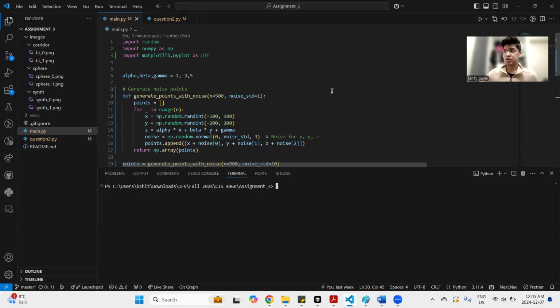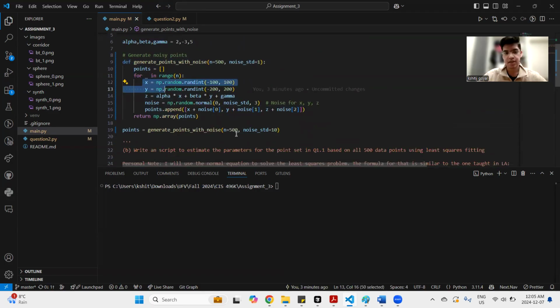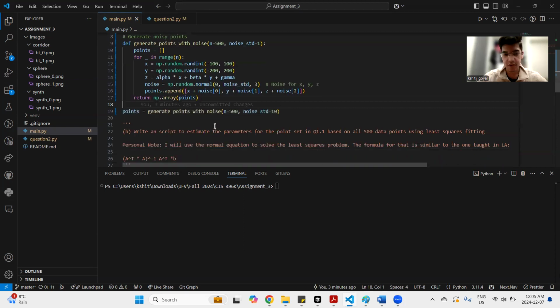And the first question required me to answer about least squares fitting of a plane. It required me to generate 500 points with additive Gaussian noise, and that is what I do here. Basically I pass these two parameters: n equals 500 for 500 points, and the standard deviation for the Gaussian white noise. And eventually I get an output for 500 points.